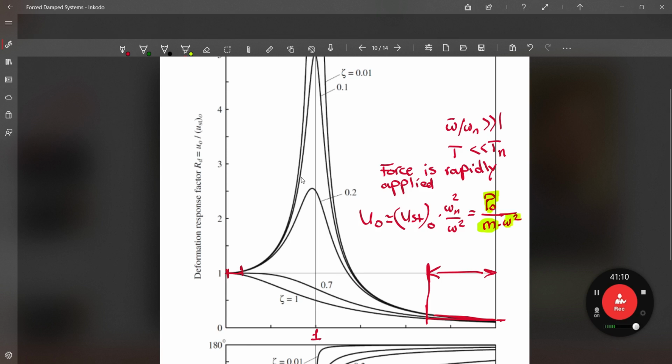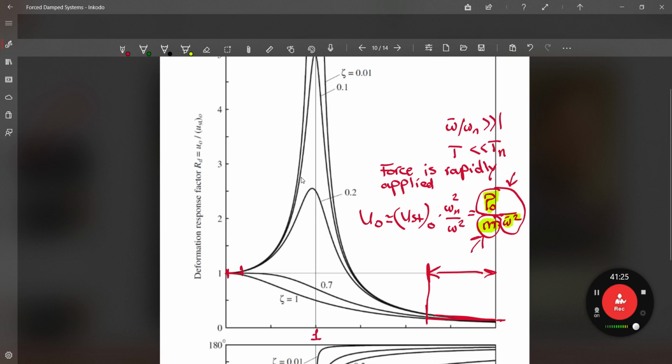Because actually P node and omega, which is omega bar, we're talking about omega bar here, both of them are related to the excitation force. However, m is related to the system itself. It is related to the system itself.